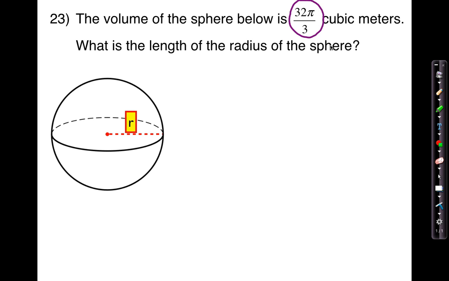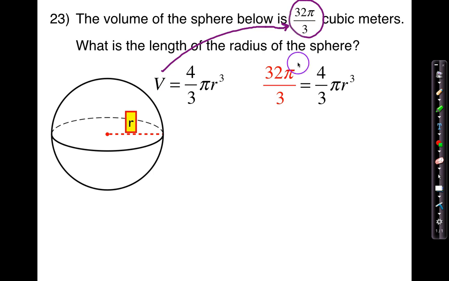I'm going to start with the formula just like before. Volume equals 4/3 pi r cubed. Now what I'm going to do is, just like before, replace volume with what was given. So for volume, I'm going to plug in 32 pi over 3 equals, and then 4/3 pi r cubed. Just like before, I wanted to get rid of my fraction, so what I did was multiply by 3.